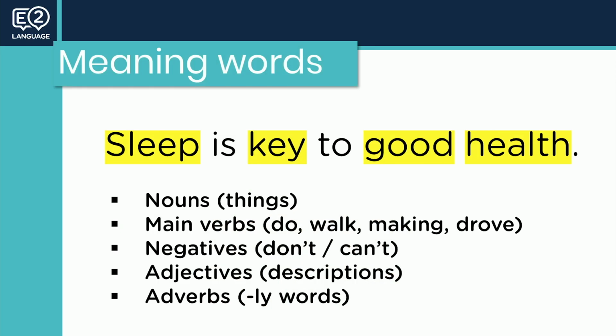So, what are meaning words technically? Well, if we look at this sentence, sleep, key, good, and health, we have some nouns and we have an adjective. So, nouns, things, they are meaningful words. If I say them, you see an image in your mind, like table or man or bicycle, etc. These things appear in your mind as images. And also verbs, like main verbs like walk or make or drive, for example. You can sort of see imagery there of someone driving or making, for example.